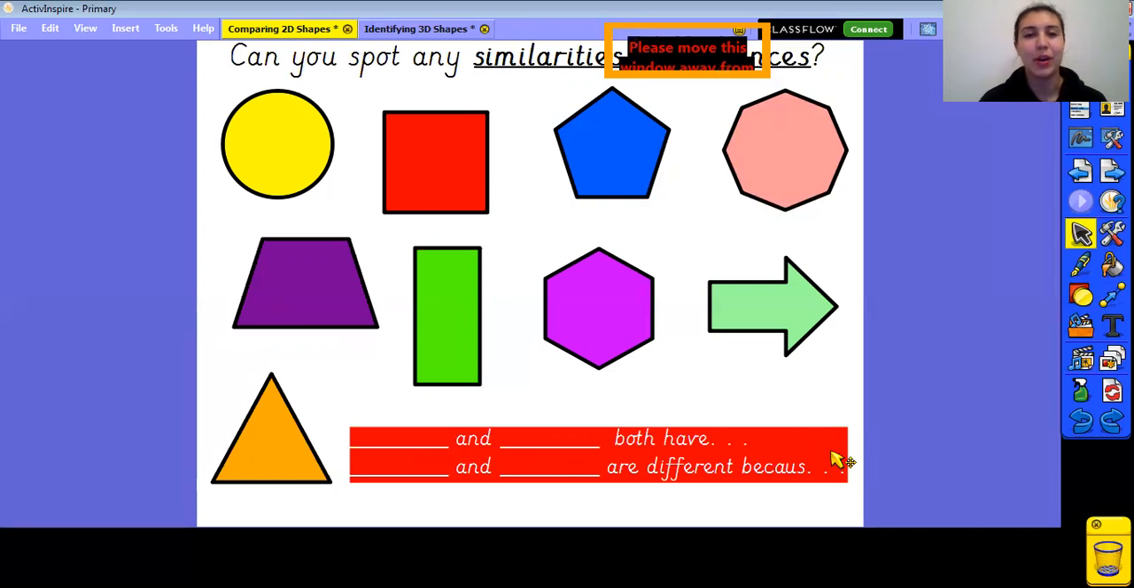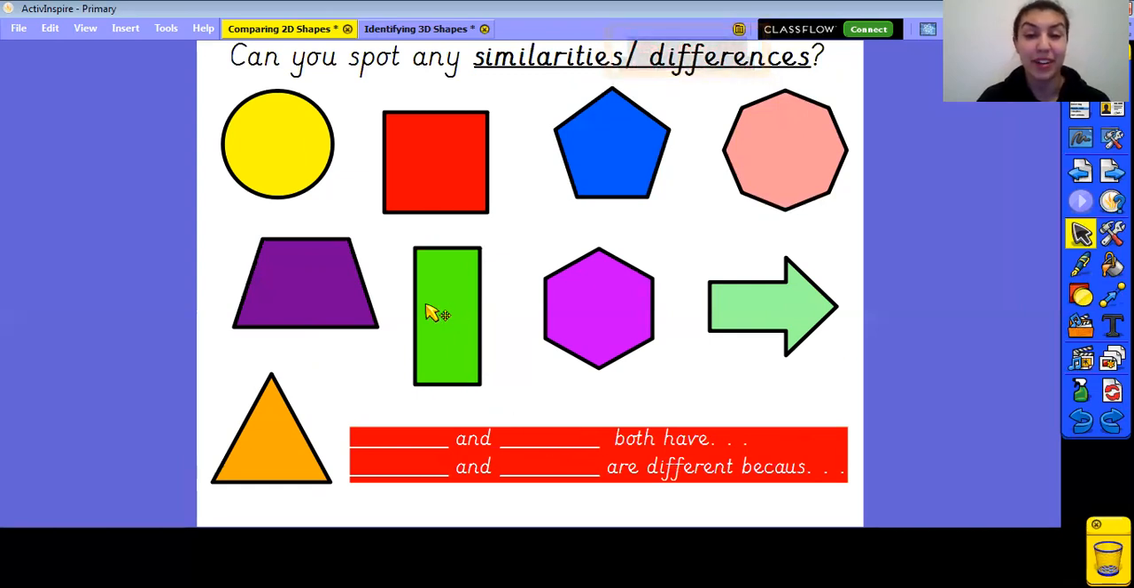Lovely, well done if you've managed to have a go at that. So I'll share some of my ideas then. The square, the rectangle and the quadrilateral are similar because they all have 4 sides. The square and the pentagon are similar because they are both regular. Maybe I could have said that about the square, the pentagon, the octagon, and the hexagon. They are all regular.